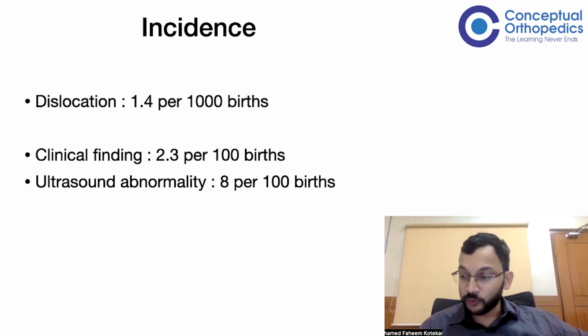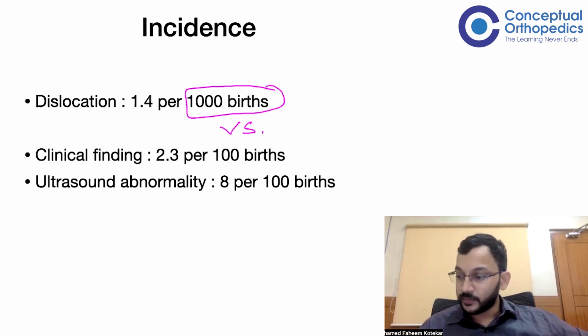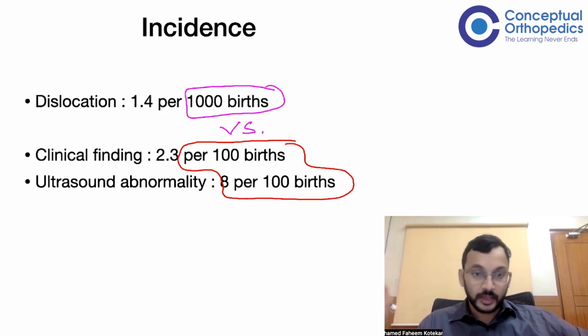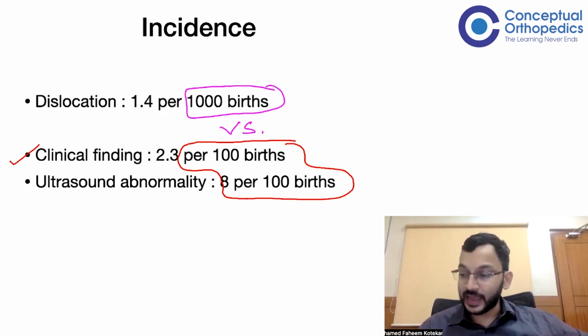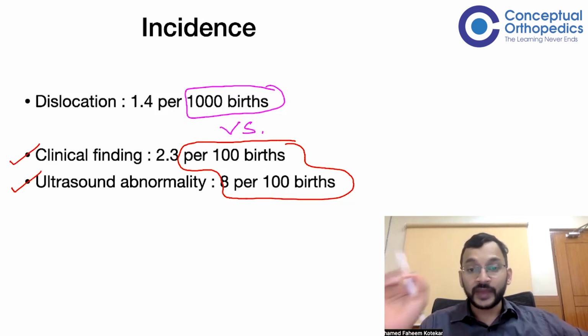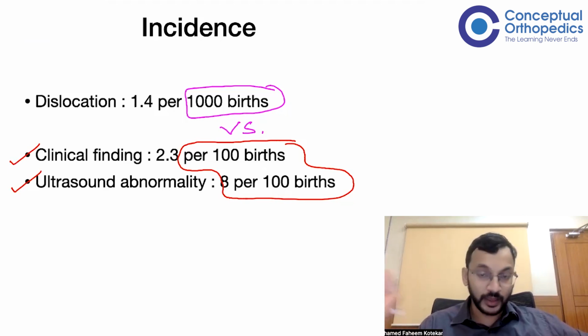So if you see, you have to compare the 1,000 births here versus per 100 births here. So it is much more common to have a subluxatable hip or a dislocatable hip, which eventually leads on to a full-fledged dislocation or an acetabular dysplasia. That is why a clinical finding and an ultrasound finding are very sharp to detect the presence of a DDH. Okay. Now, again, you might ask, why is the incidence so high?